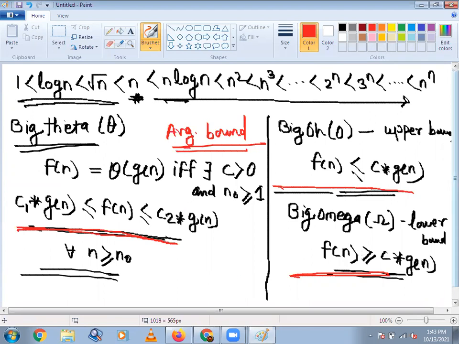But in theta, that is average bound, there are two conditions. In big OH and big omega, there is only one condition. See here, only one condition, less than or equal to or greater than or equal to, whatever. But in theta, there are two conditions, that is C1 into g of n is always less than f of n, and f of n is always less than C2 into g of n. Suppose this equation can be written like this.